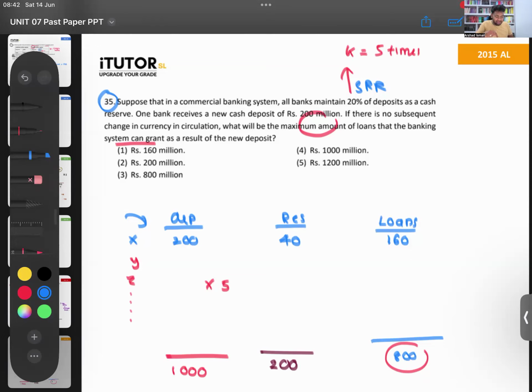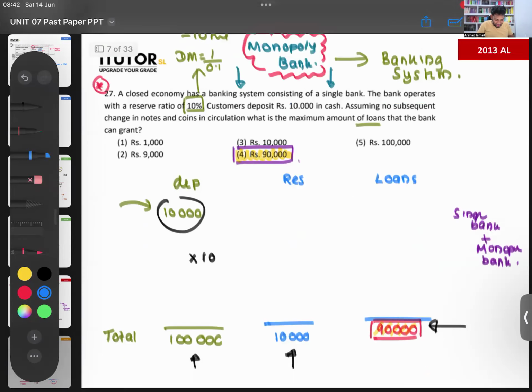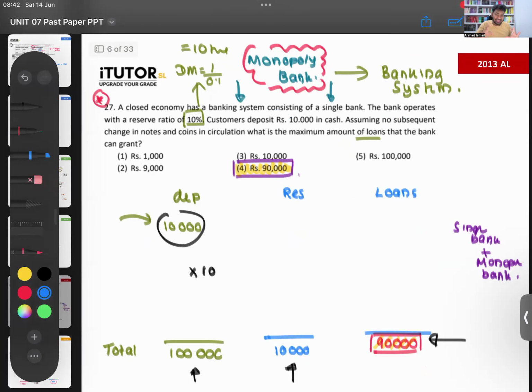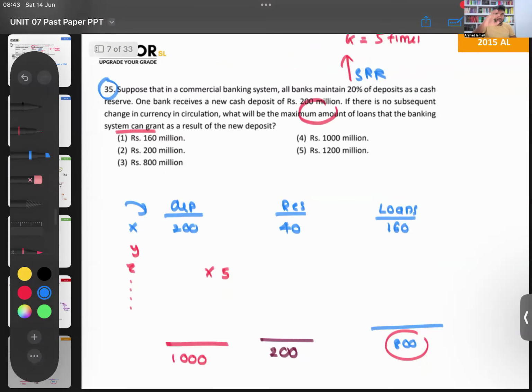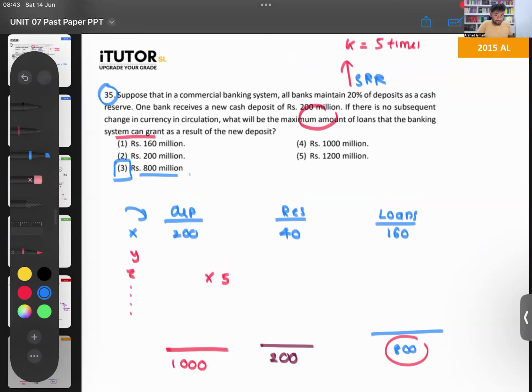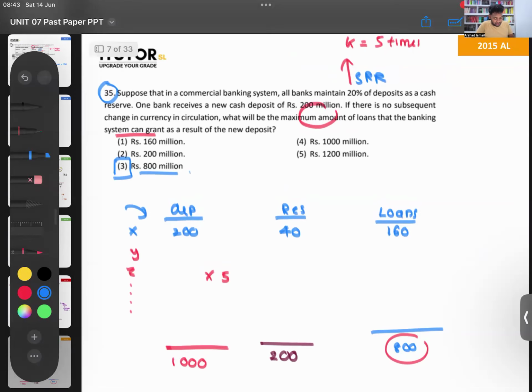See, the approach for this question and the previous question was the same. It's just that there they talked about a monopoly bank. We got a new deposit, we multiplied and got the total deposits, and we figured out the loans. Here also it is the same. We got a new deposit of 200. It's just that the SRR is different, so the multiplier is different. You have 1,000, therefore you get total loans of 800. That's your answer. So answer number 3 then. In your paper, 2015, question 35 is number 3. Okay, then we'll go to the next one.